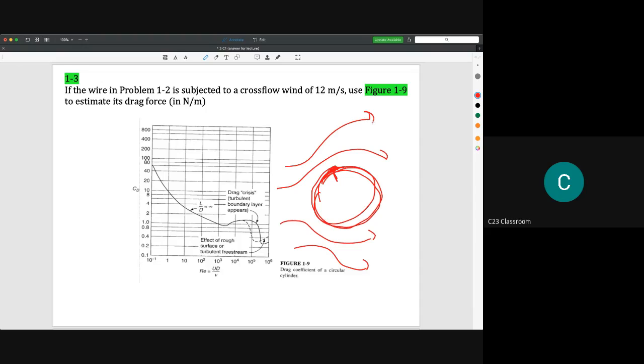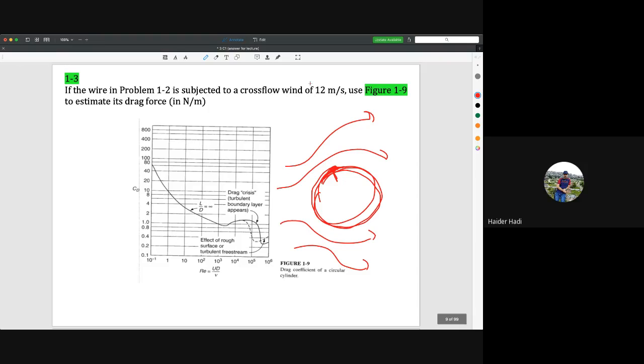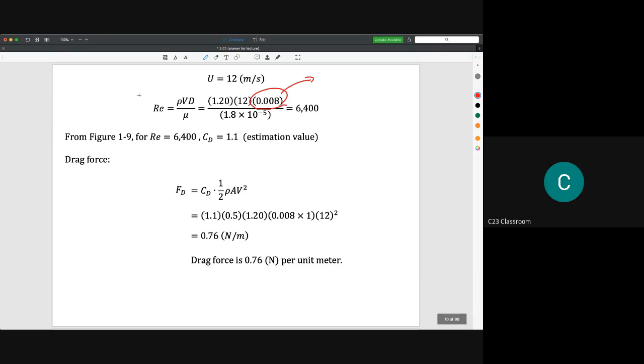Okay, please assume that the diameter of the sphere is 8 millimeters. Is that okay? Doctor, please. The value of diameter from the previous problem. Really? 1.12. Okay, I'm sorry. Yes, the previous one. So let's say it comes from problem 1.2, so the diameter is 0.008.